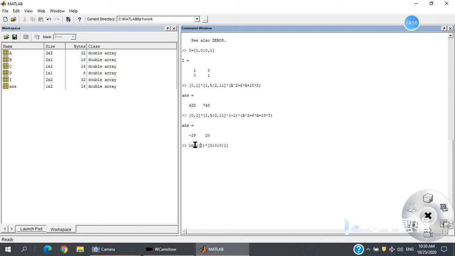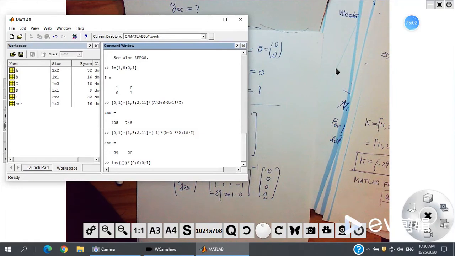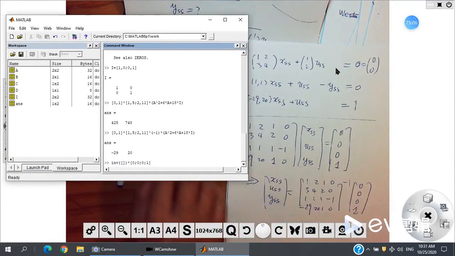And then the matrix: the first row is 1, 2, 1, 0. Second row 3, 4, 2, 0. The third row is 1, 1, 1, negative 1, and the last row is negative 29, 20, 1, 0. Am I good? 1, 2, 1, 0. 3, 4, 2, 0. 1, 1, 1, negative 1. Negative 29, 20, 1, 0. Okay.